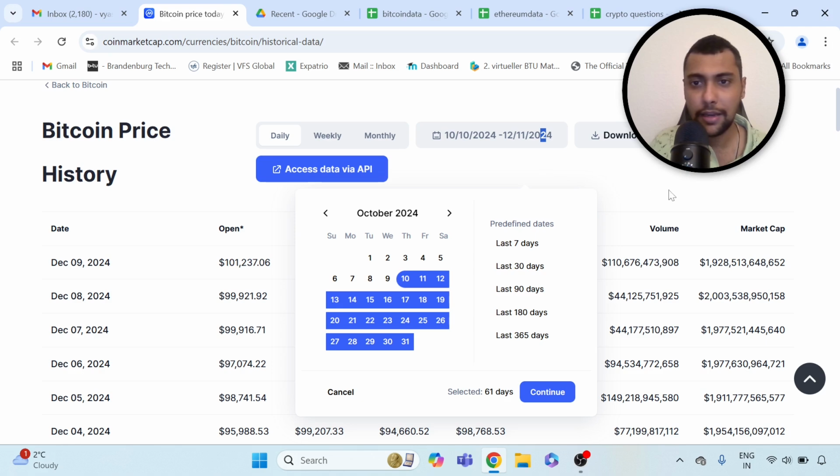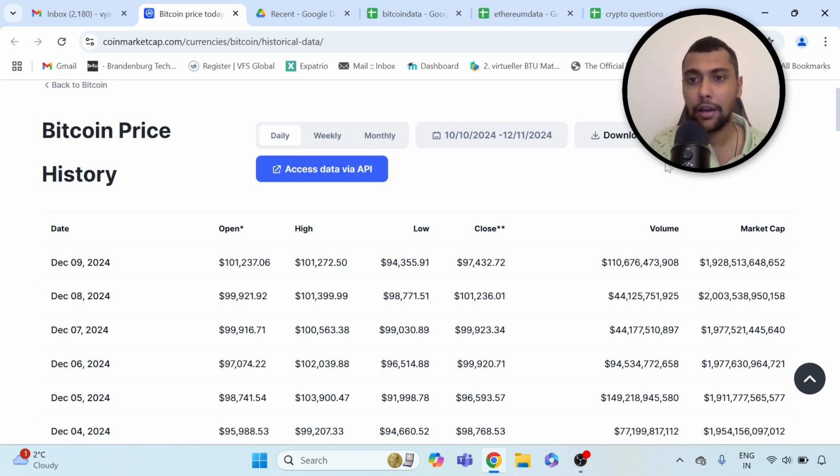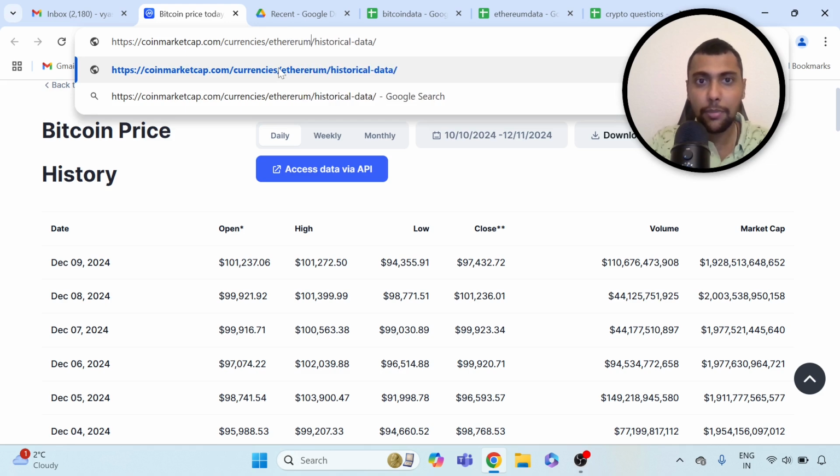So you can change that, and you'll have the date, at what price did Bitcoin open, what was the highest price during the day, what was the lowest price during the day, and what price did it close on that particular day, right? And then volume and market cap, don't bother too much about this. So you can actually just filter the dates and download the CSV. Same way, if you want to do for, let's say, Ethereum, all you need to do is, instead of Bitcoin, you type in Ethereum.